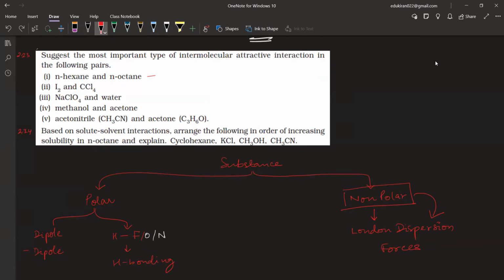Now, for the first one, what do you think? What are these molecules, hexane and octane? Are they polar or non-polar? So what is hexane? You just have carbons and hydrogens like this, right? And octane will be just one or two carbons more. So all of these are what? Polar or non-polar? Tell me, what do you think?